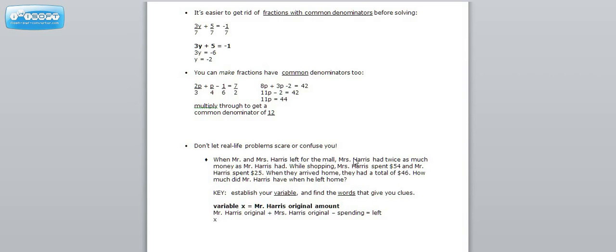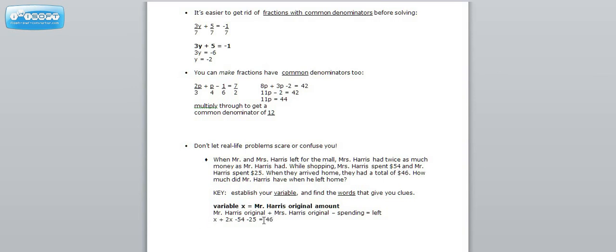And let's come back up here. Mrs. Harris had twice as much money as Mr. Harris had. So whatever amount Mr. Harris had, Mrs. Harris has twice that amount. So then they go shopping, and Mrs. Harris spends $54, so that's going to come out of their amount. And Mr. Harris is going to spend $25. So here's what they went to the mall with. Here's what they spent. And it tells me when they got home, they had $46 left.